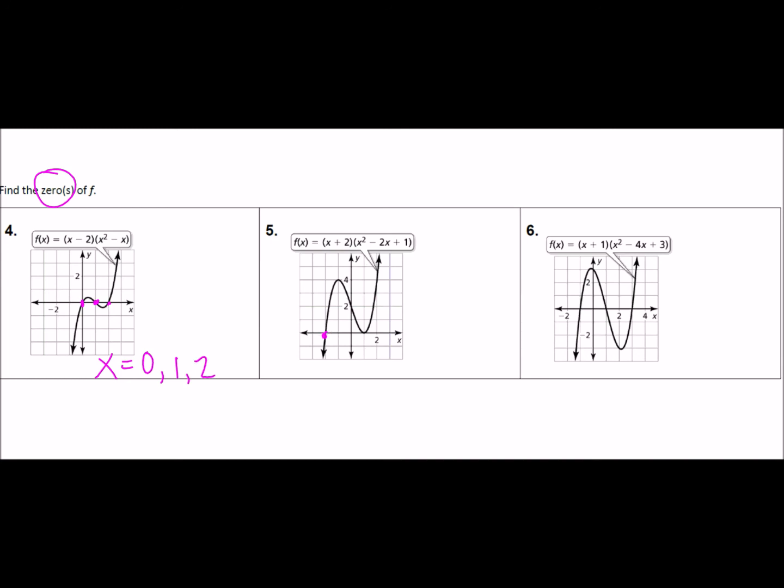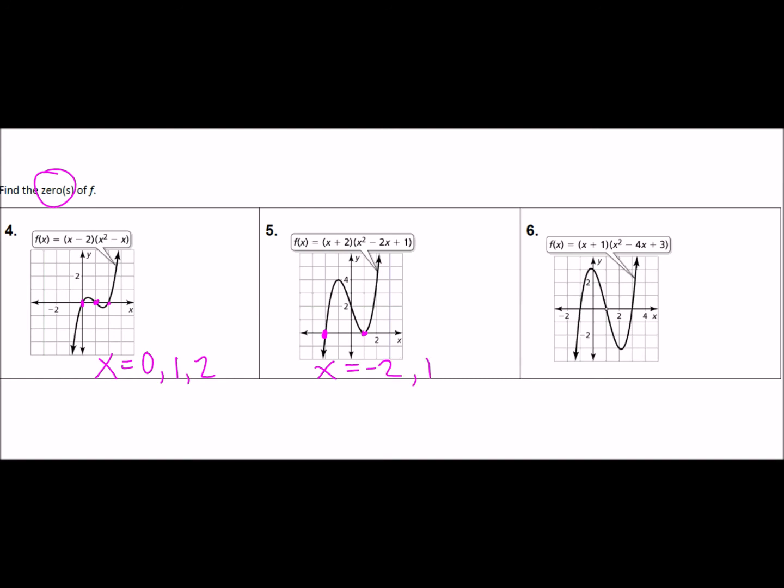Same thing here. So we've got a point here and 1 here. This is a double root. So in this case, even though it's a cubic function, it only has 2 zeros or 2 solutions. And what is that? -2 and a +1.